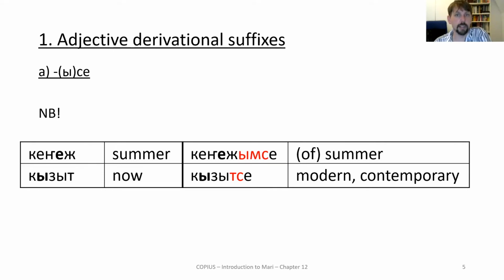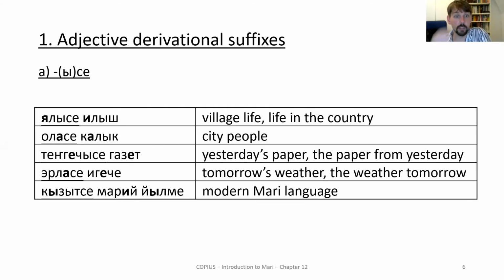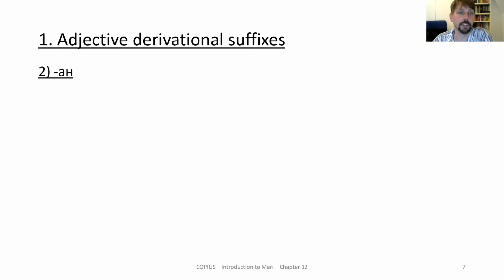Some irregularities in forming adjectives from this stem, and some usage examples, like tengechese gazette, yesterday's paper, erlase igeche, from erla, tomorrow, tomorrow's weather, yalase ilish, village life, the life of the village.